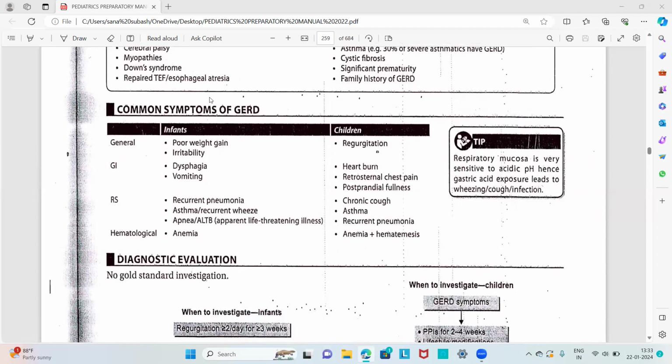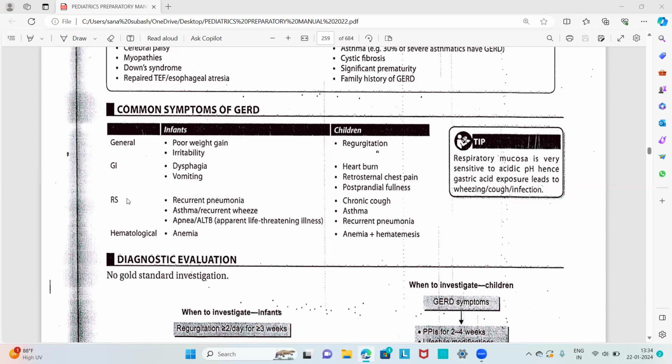Then what are the common symptoms of gastroesophageal reflux disease? In infants, the general symptoms are poor weight gain and irritability. In children, we have regurgitation as a general symptom. The GIT symptoms of GERD in infants are dysphagia and vomiting. In children, there will be heartburn because acidic contents spit out through the esophagus into the mouth, retrosternal chest pain, and postprandial fullness. So these are the GIT symptoms in children due to GERD.